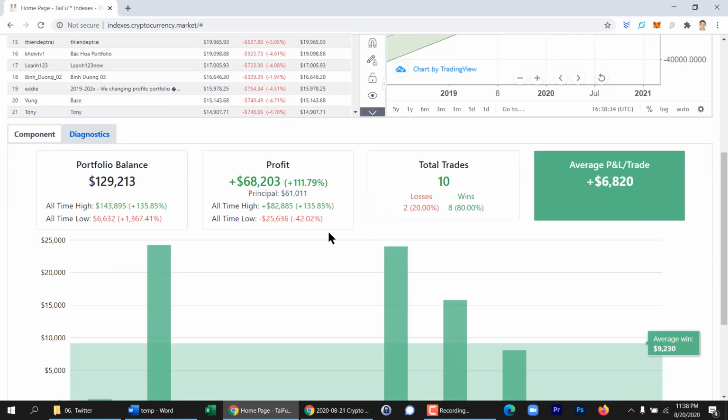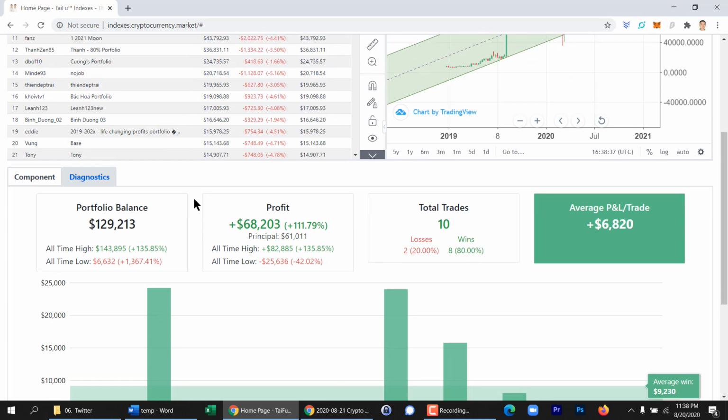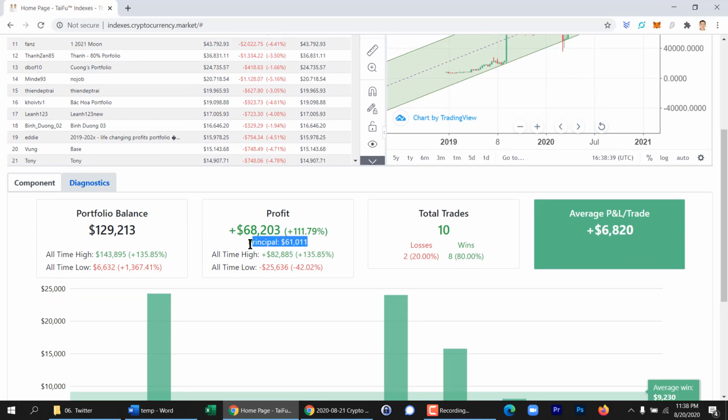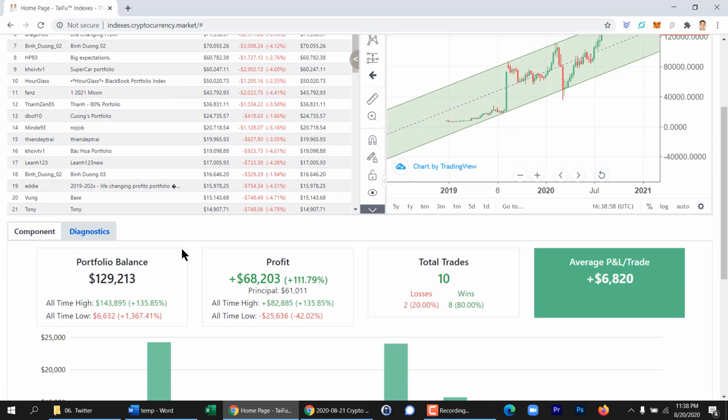All right, so if we look at this portfolio, it started with 61,000 in principal, and then it went as high as 143,000, which is very good. That's a 135% increase. And it went as low as 6,632. So at one point in this portfolio's life, it was down $6,600. And right now the current balance is 129,000, and the profit right now is 68,000 as of the 19th. So that's about 111% return. That's really, really great.